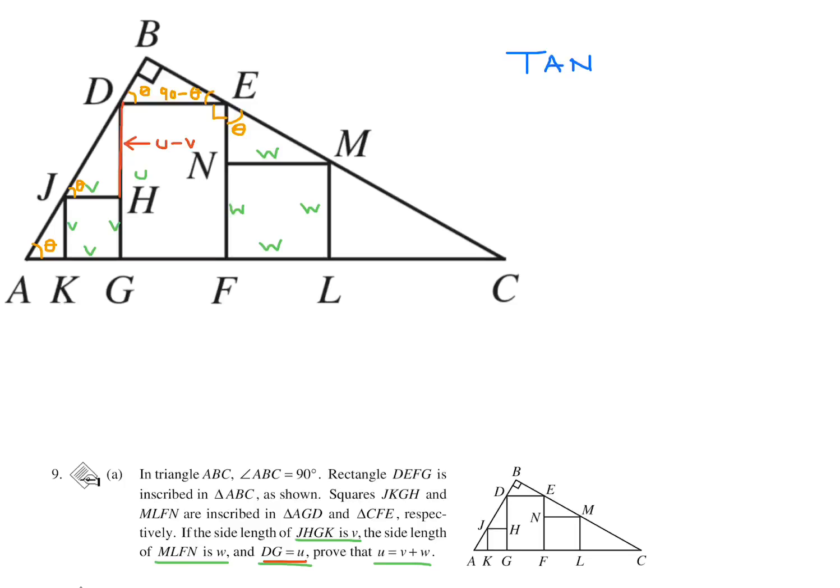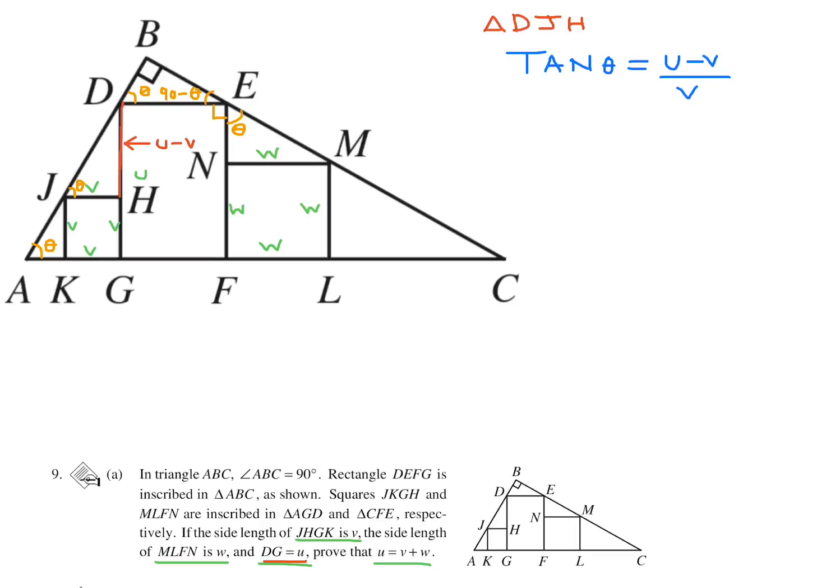And now I'll tell you that the triangle that we're going to concentrate on initially is this one right here. This triangle right there, DJH. So on triangle DJH, the tan of theta is equal to, you tell me, what is it? Opposite over adjacent, correct? So opposite is U minus V over adjacent, which is V. All right? So that's our first equation.